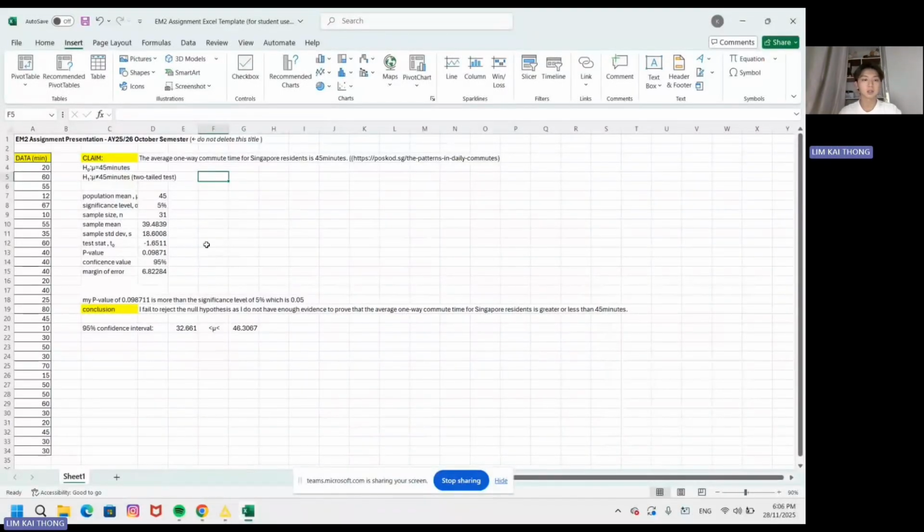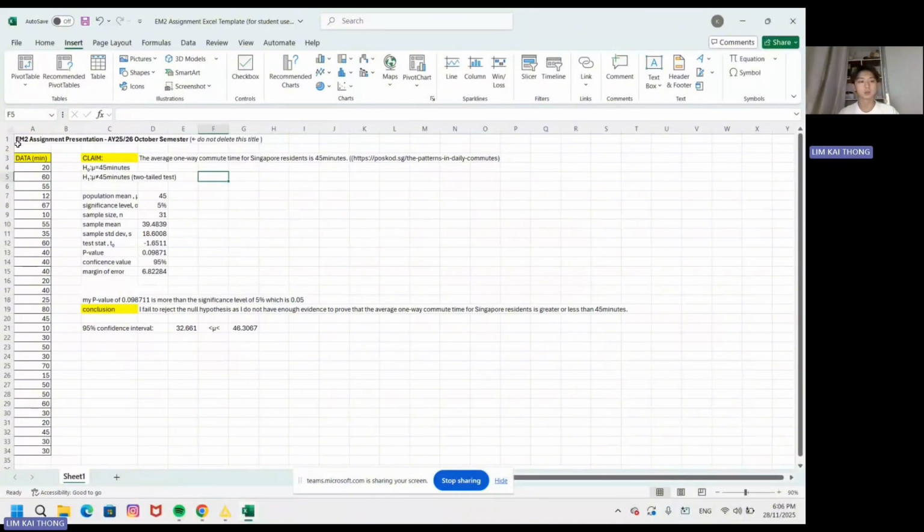So I've selected an article that claims the average one-way commute time for Singapore residents is 45 minutes, and you can click this link here for my article. So for my null hypothesis, the population mean of one-way commute time for Singapore residents is 45 minutes, and my alternative hypothesis is that the population mean of one-way commute time is not equal to 45 minutes, and this makes it a two-tailed test.